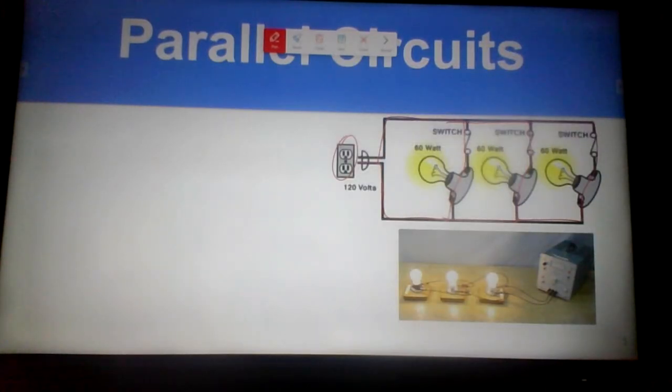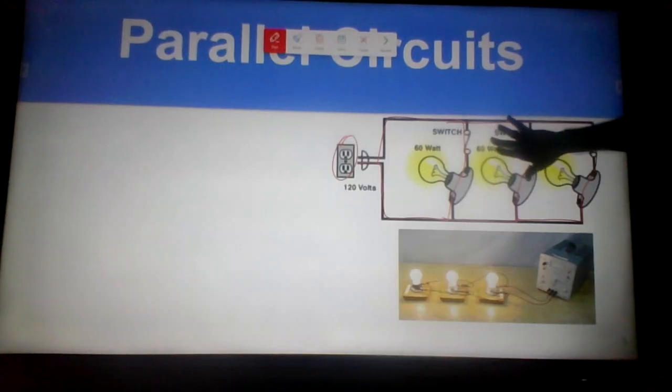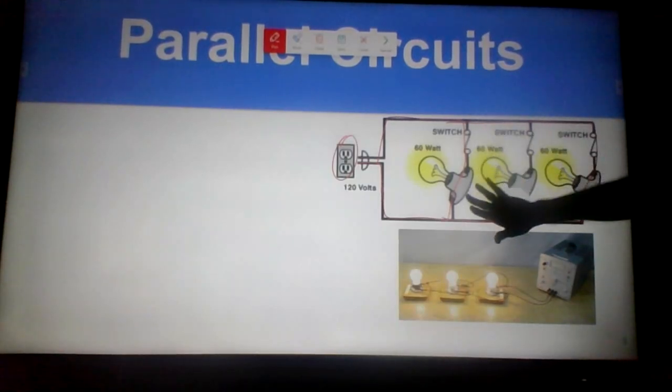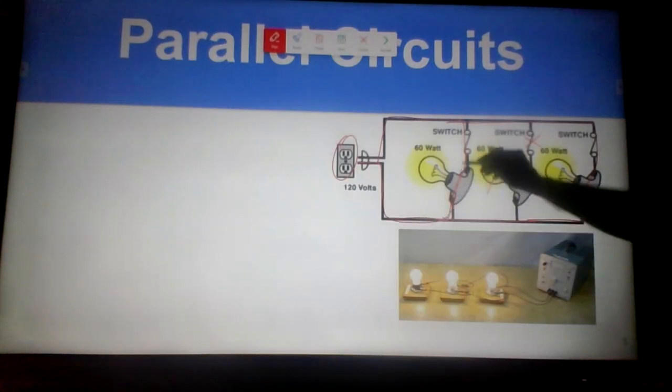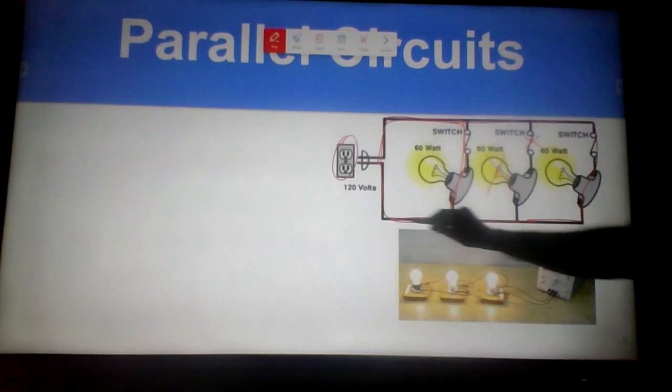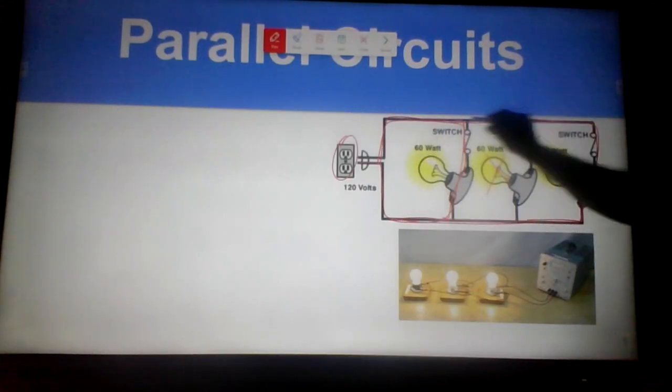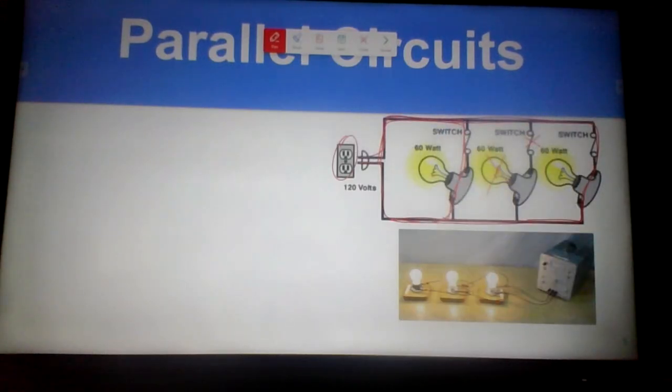Now, what if we open up this switch right here? Would bulb 2 light up? That answer would be no. Since this switch is open, that part of the circuit is broken, and this bulb is not lighting up. What about the other 2? Yes, those 2 would light up, because each bulb has its own closed path for the electricity to go through and back around into the outlet.